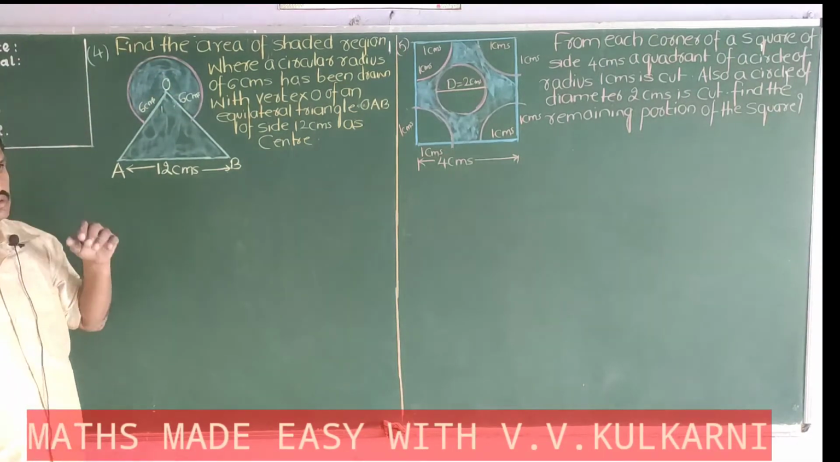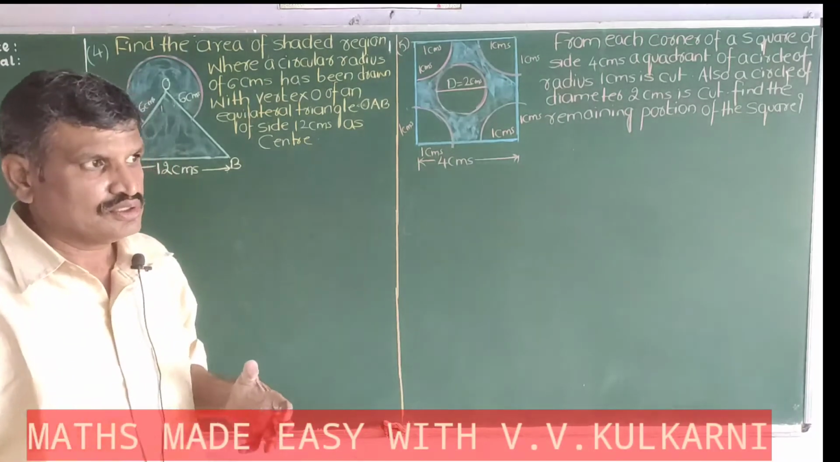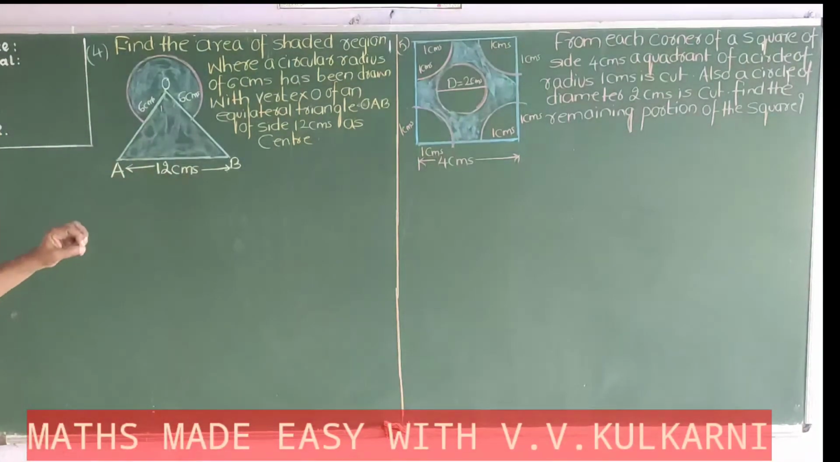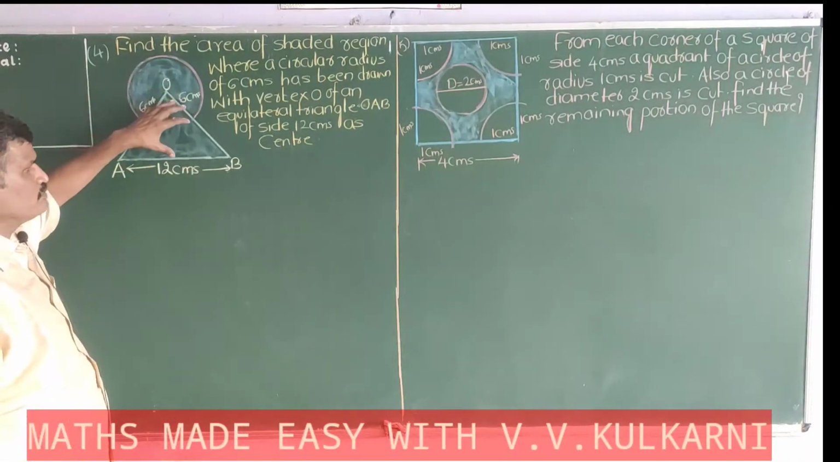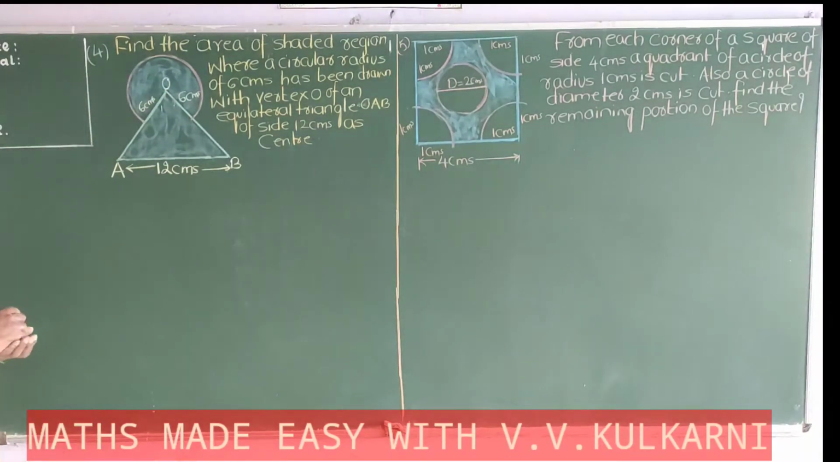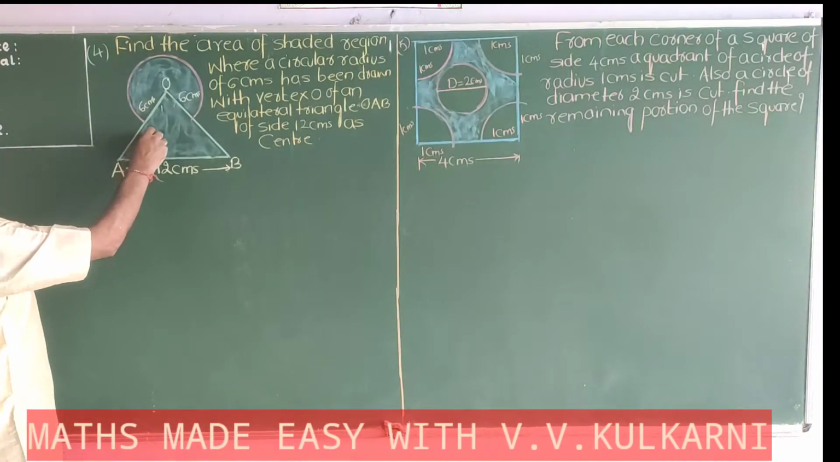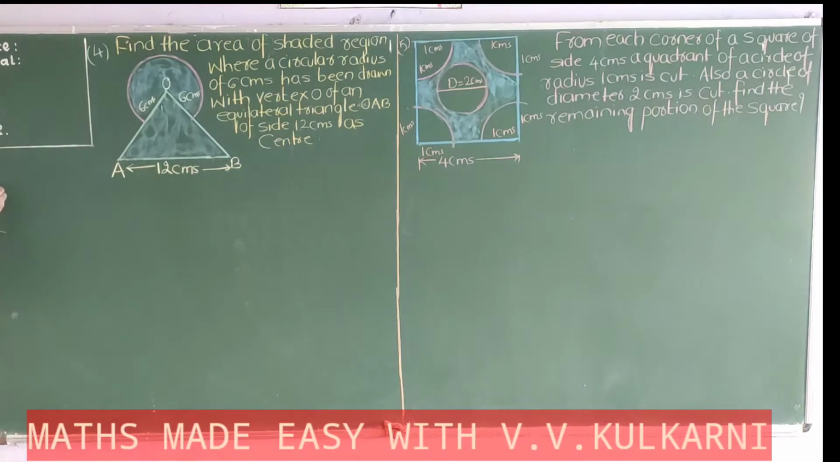There are different methods that have been used in different textbooks, but today I would like to give the solution of this problem in a very simple method. First, since it is given that it is an equilateral triangle, I will find out the area of the equilateral triangle first.